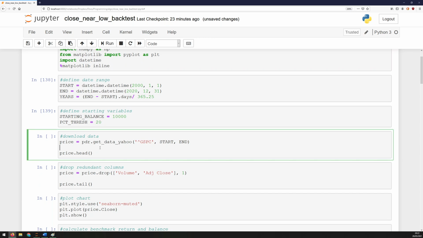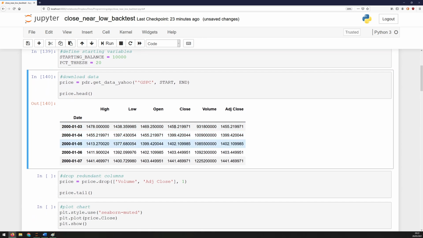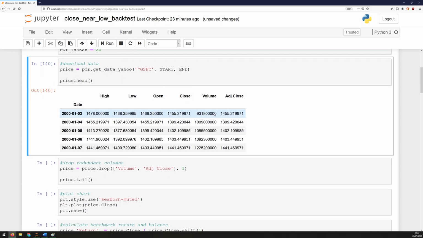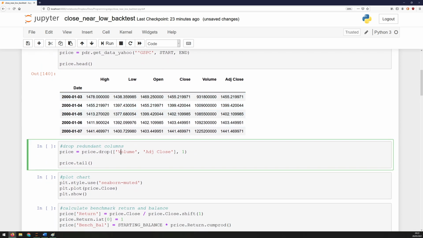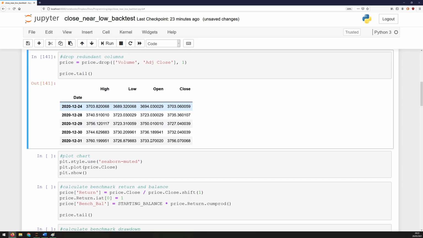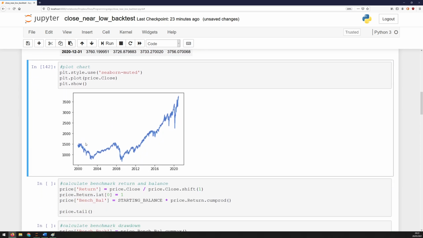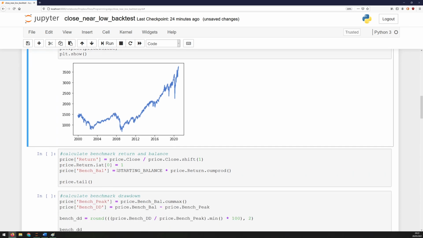Next, I download data. So for now, I'm just downloading the S&P 500. And this gives me all the information, including volume and adjusted close. Now, I don't need these last two columns for this, so I can drop them off. And I'm just left with my high, low, open, and close. I like to plot the price out just to make sure that it's looking correct and as I would expect it to, and this is looking like the S&P 500. So all of that's working fine.